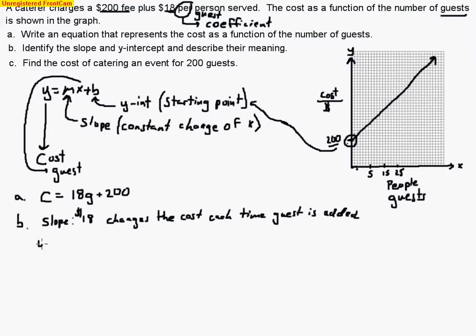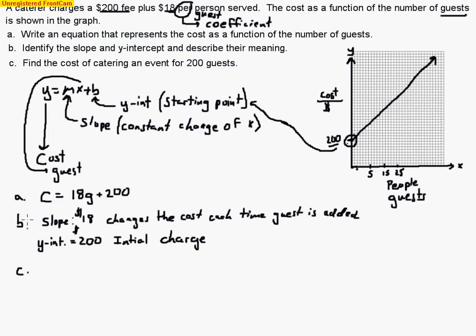The y-intercept is $200, so it equals 200. And what that represents is the fee. It's where we start. It's the initial charge. Without even having one guest, you're still going to be charged that $200. So the initial charge for the product.